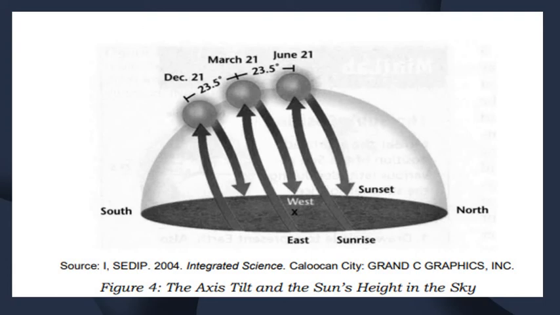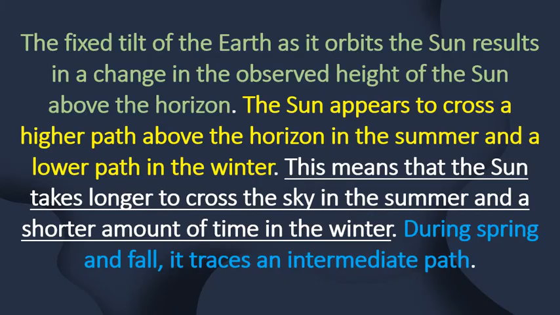This is a picture of the axis tilt and the sun's height in the sky. So they have different months, they have different degrees and different heights. The fixed tilt of the Earth as it orbits the sun results in a change in the observed height of the sun above the horizon. The sun appears to cross a higher path above the horizon in the summer and a lower path in the winter.